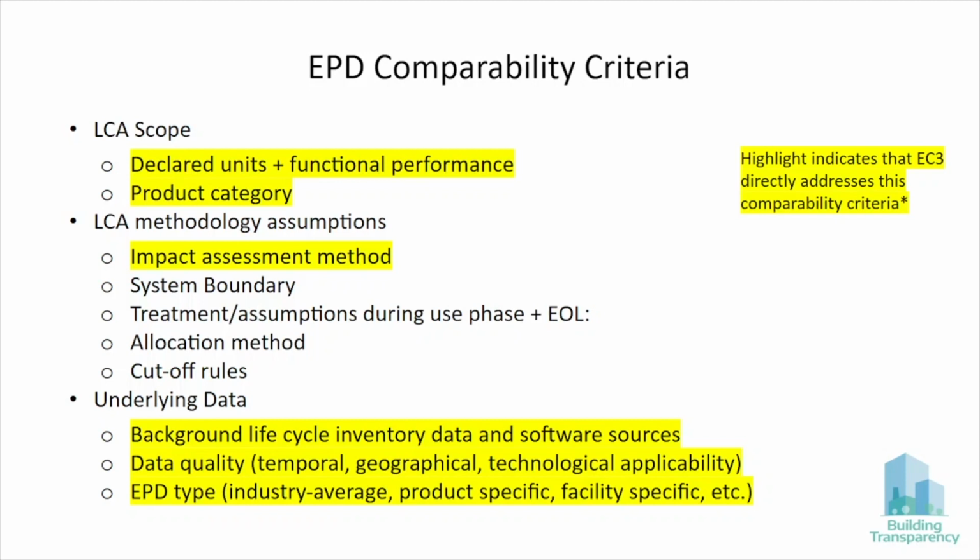Underlying data quality is one of the harder comparability criteria to address because it's not often obvious or clear from an EPD which background data sources have been used or the quality of the LCI data in general. One way that Building Transparency and Sea Change Labs are addressing EPD data quality is by addressing EPD uncertainty.